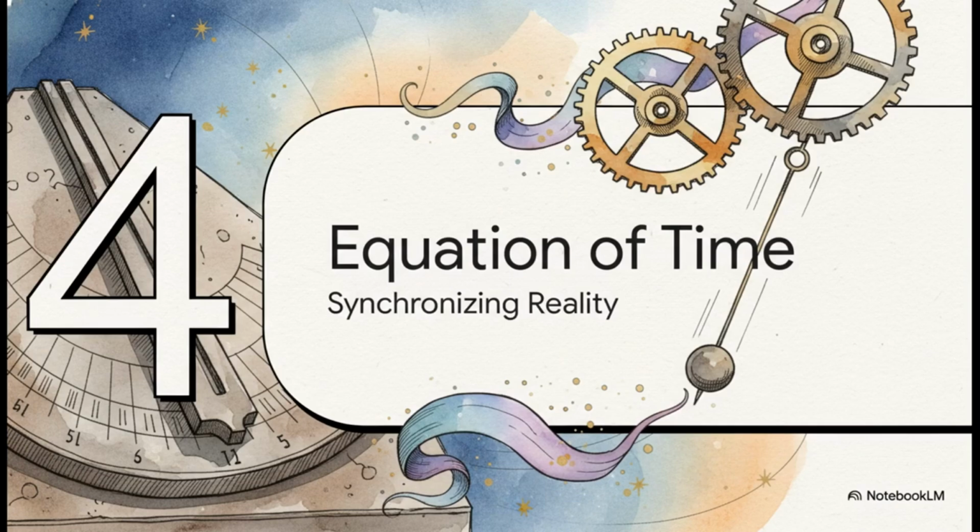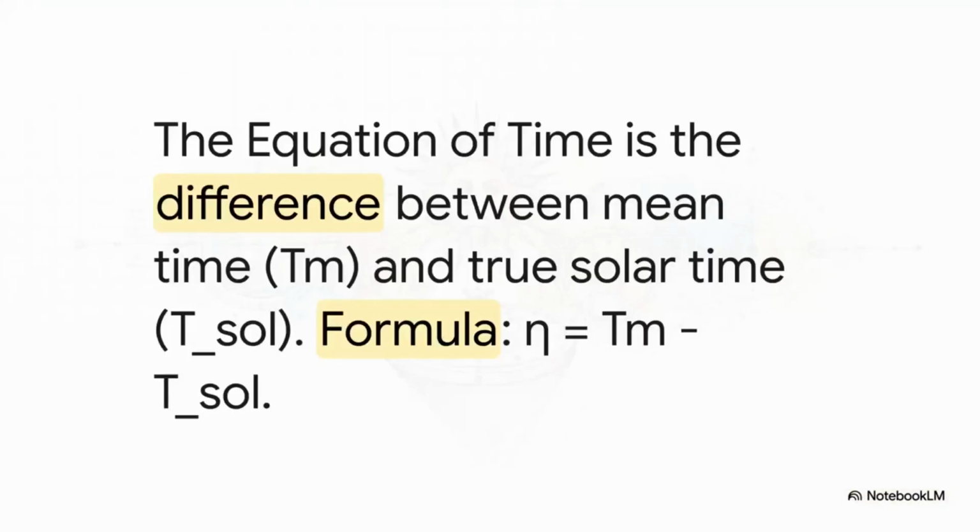The crucial question then becomes, how do we relate the two? This is accomplished by what is known as the equation of time. The equation itself is wonderfully simple. It defines the equation of time, represented by the Greek letter eta, as the difference between mean solar time, that's clock time, and true solar time, sundial time. You can think of it as the correction factor, the precise number of minutes you would need to add to or subtract from a sundial reading to get the time on your watch.